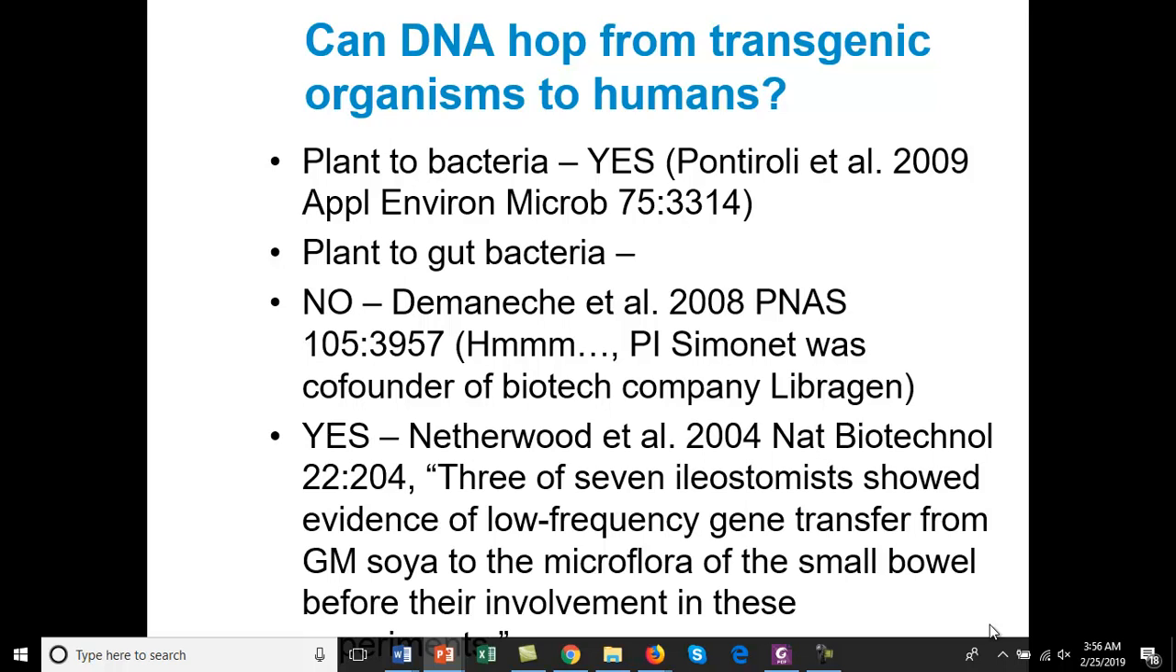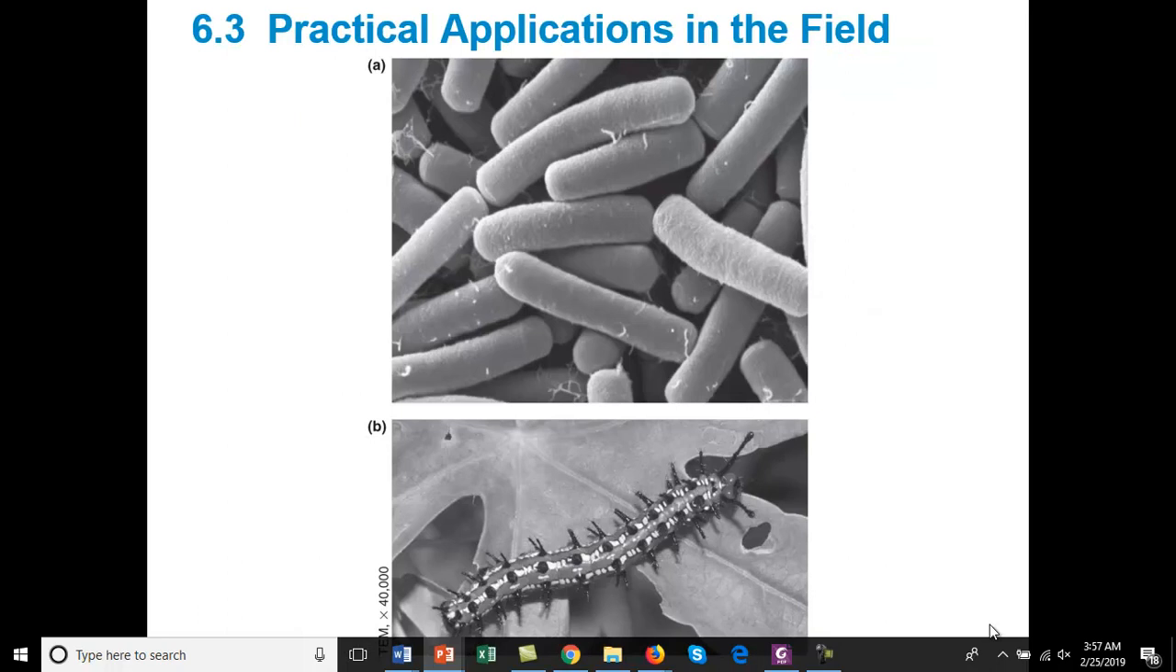And with low-level gene transfer, all of a sudden you've got genetically modified gut flora, and you're like, what do I do? Okay, because your gut flora can start to produce Bt toxin. So that's a really interesting question. Here's Bt up top. It's just a Bacillus thuringiensis. And here is a caterpillar that's attacking a leaf. And Bt was very revolutionary, but you have to ask at what cost.